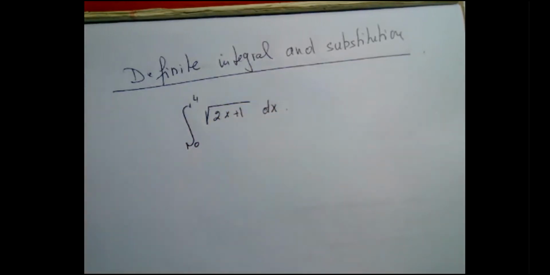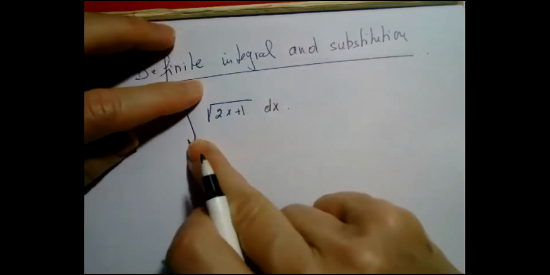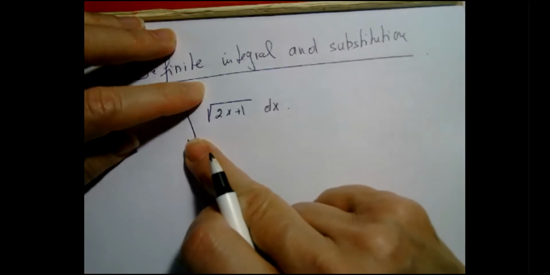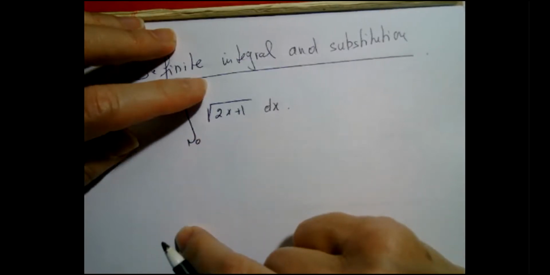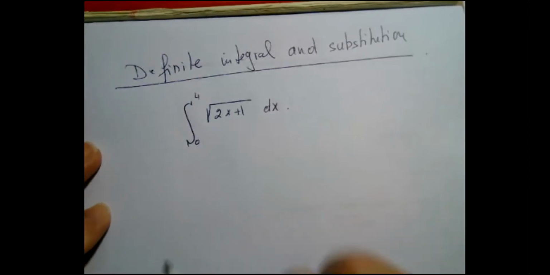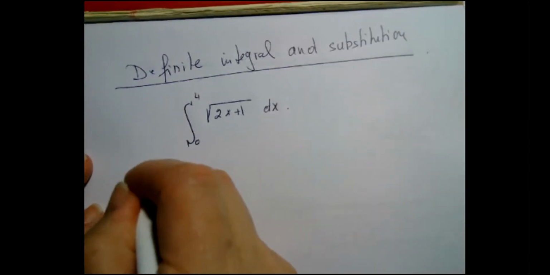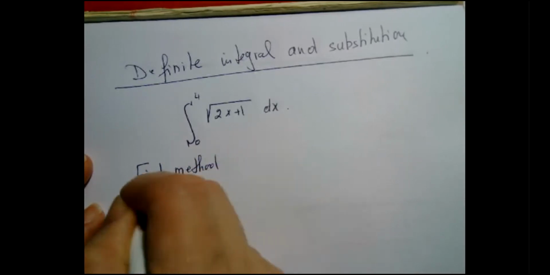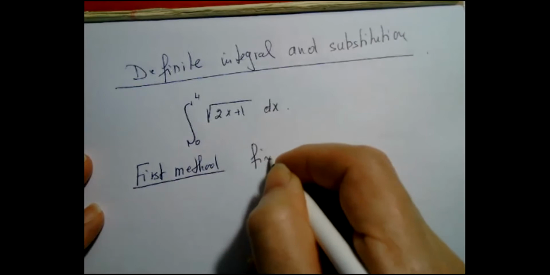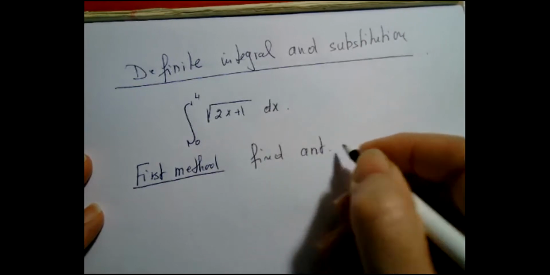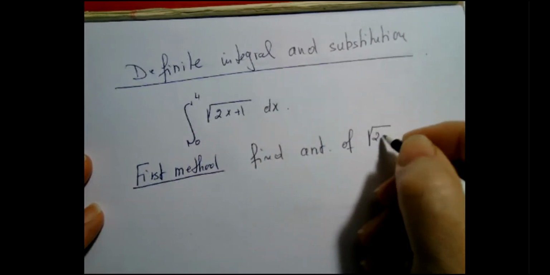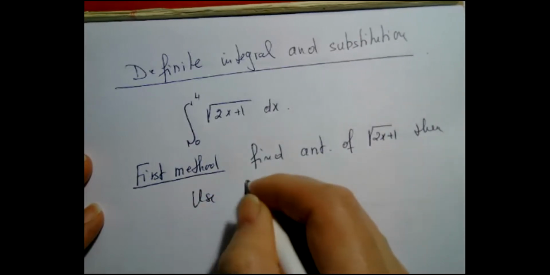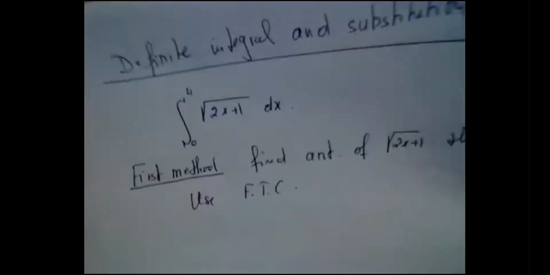One method is, we need the antiderivative. So I forget about 0, 4. I go after my antiderivative. Once I find it, I apply the fundamental theorem of calculus verbatim. So the first method: find the antiderivative of the integrand, then use the fundamental theorem of calculus verbatim, the way we do it.